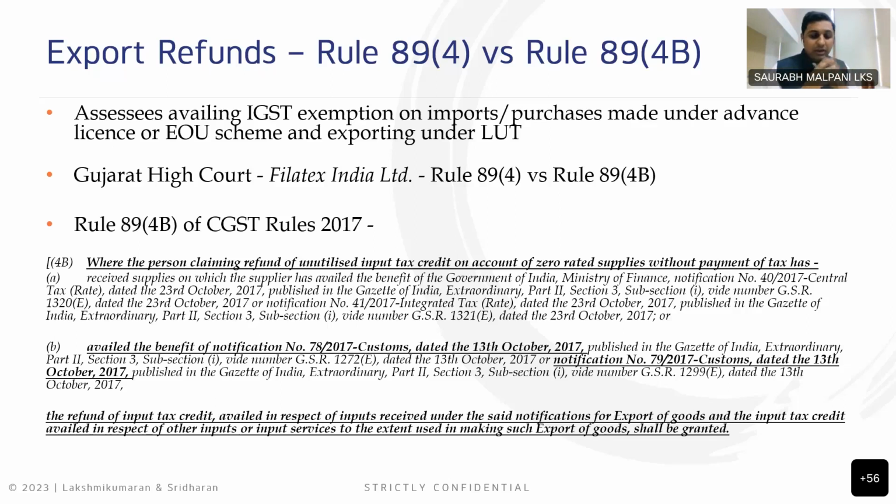So one thing you should take care of: if you are exporting under LUT and have imports under advance license without payment of IGST. Even domestic purchases under advance license, under invalidation without payment of IGST, or where IGST refund is claimed, there also this rule will trigger. So this is an area of disputes which you should take care of.